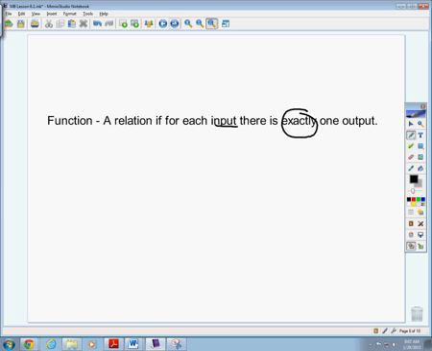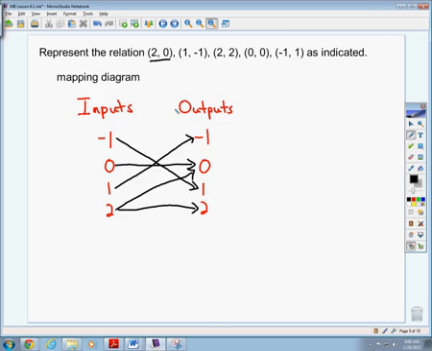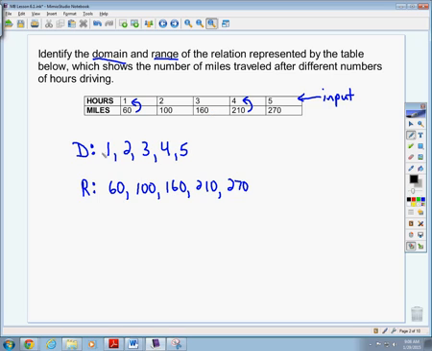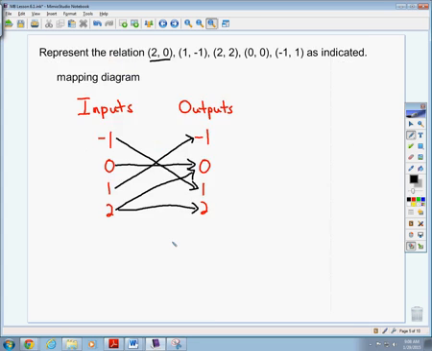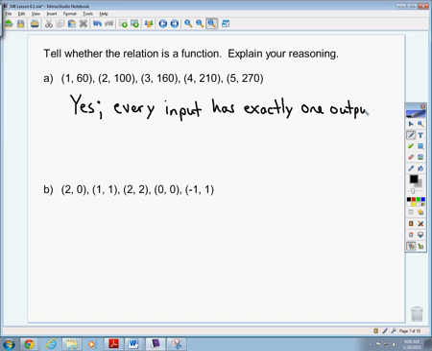So let's look at some of the relations we've been working with. This first one says tell whether the relation is a function and explain your reasoning. Well, that was the hours driven, how many miles traveled question. If we go way back to that problem, you can see that each input goes to exactly one output. When I input a 1, I get out 60. I don't get anything else out. So we would say that yes, this is a function. Then explain. You can literally just say every input has exactly one output. Something to that effect.